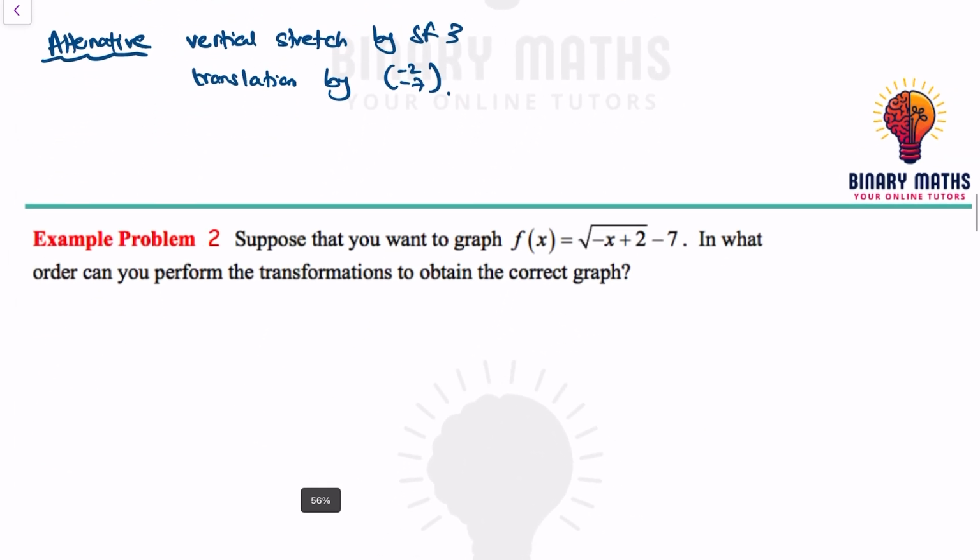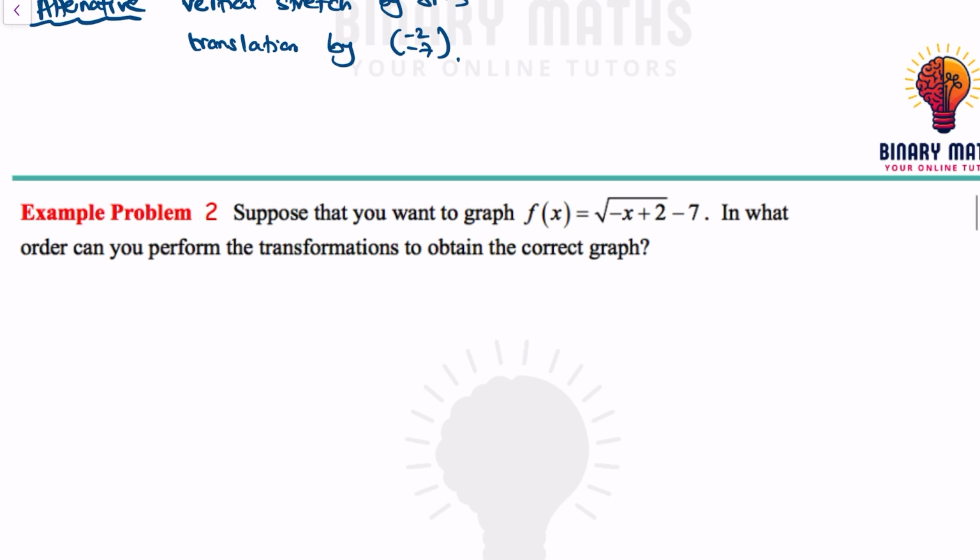Okay, let's look at example problem 2. It's a similar one. So again, it looks like the root function or the initial function is f of x equals root x still. Okay, so let's label what we have here. We've got a negative here, we've got the plus 2 here, and we've got the minus 7 here. So there is no A because there's nothing in the beginning. So B is obviously minus 1 because there's a multiple of minus 1 there. C here and D.